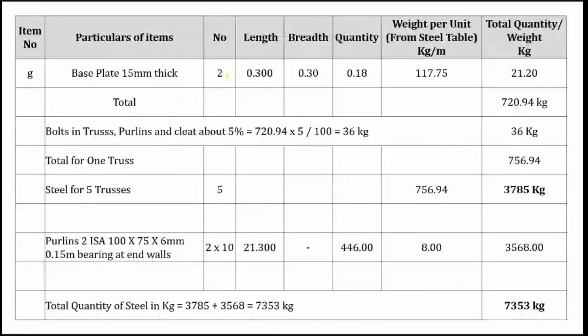Right? We have two supports, therefore two numbers of 0.3 by 0.3. If you multiply, you'll get the answer as 0.18. Similarly, if you calculate, you'll get 117.75. If you multiply, you'll get the answer as 21.2 kg. If you total all the angle sections, gusset plate and base plate, the total quantities we have calculated till now come to 720.94 kg. Right? So this is for one truss.